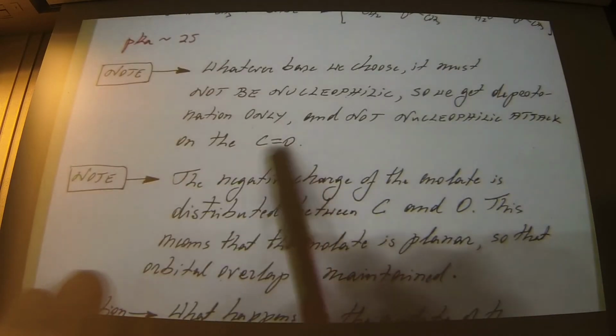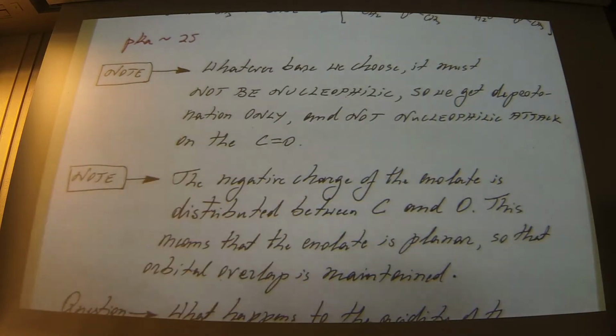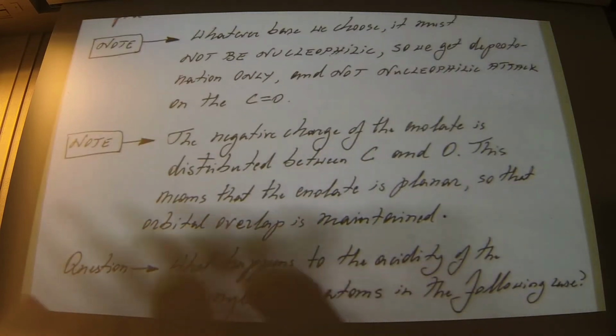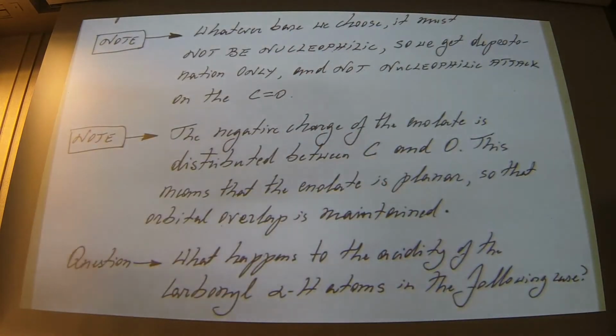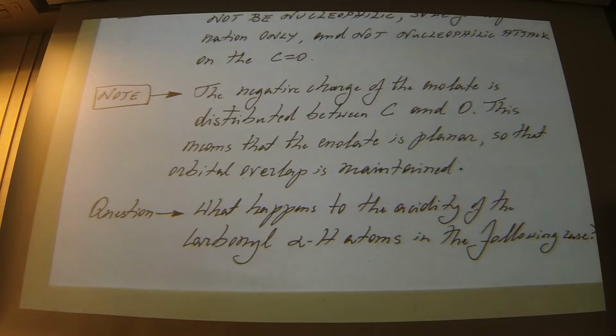Whatever base we choose must be non-nucleophilic, so that it pulls a proton and doesn't add to the carbonyl. How do you do that? Use LDA. But LDA is not the only one. There are dozens of these things, but that's the common one. The reason it's common is because diisopropyl means cheap. So there are other ones that work.